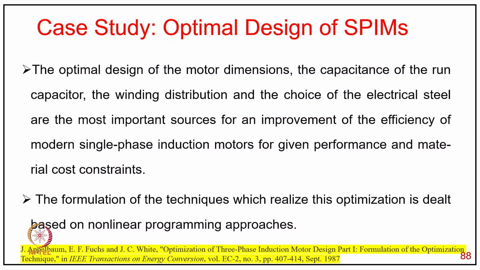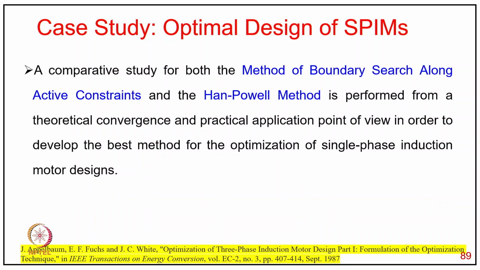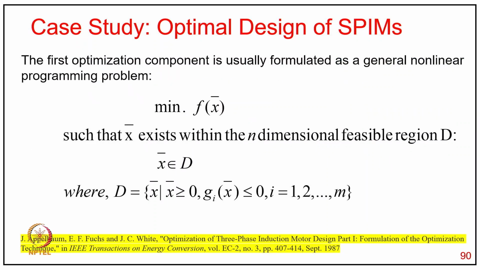The formulation of the technique which realizes the optimization is dealt with based on nonlinear programming approaches. So a comparative study of both the method of bound search along active constraint and the Hooke-Powell method is performed from the theoretical convergence and practical application point of view, in order to develop the best method for optimization of single phase induction motor design.